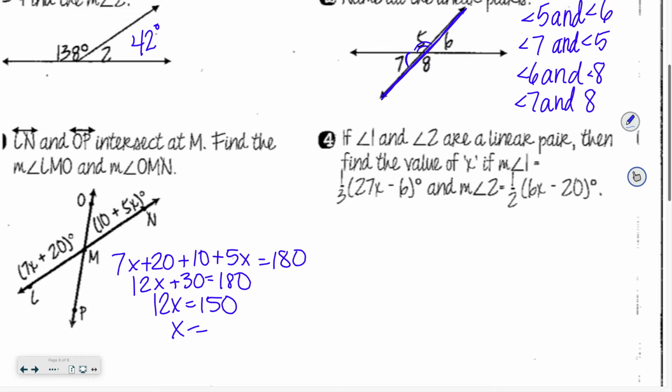So somebody tell me what x equals. I'll give you a hint. It's not a whole number. 12 and a half. Am I finished at 12 and a half? No, I have to take that and plug it back in for x. So you're going to take 12 and a half and plug it back in for x.